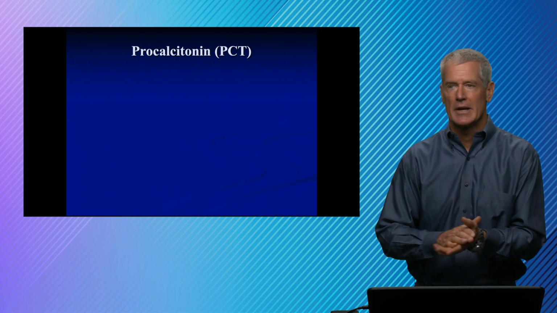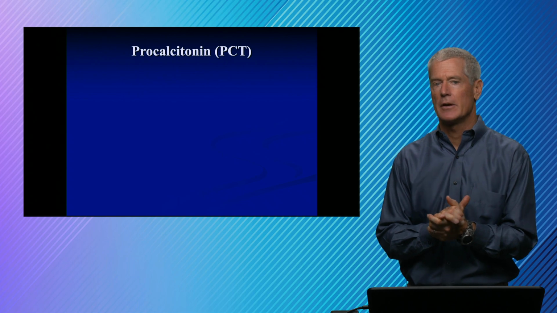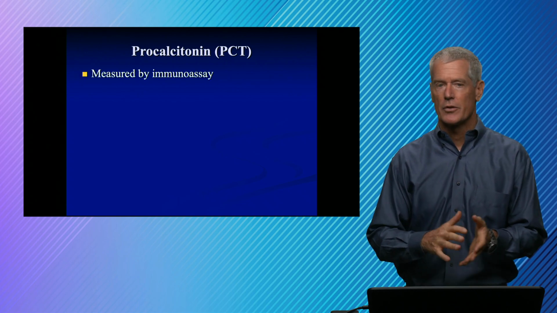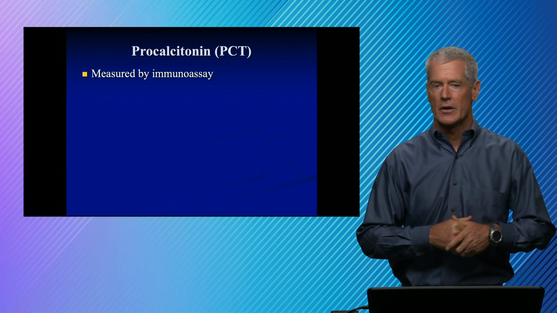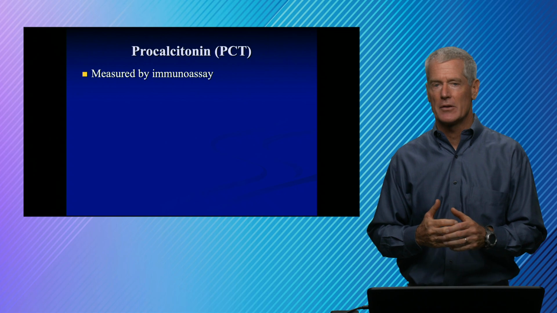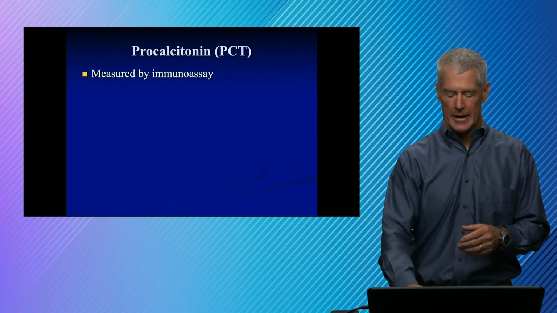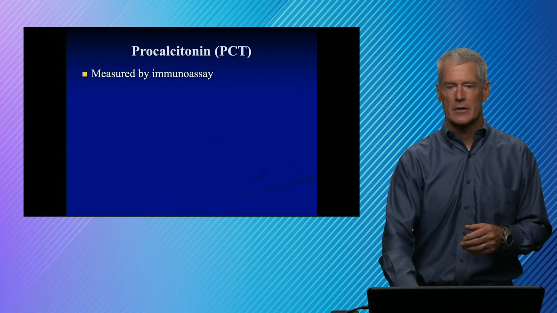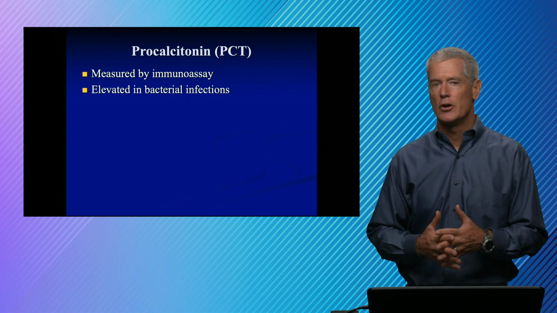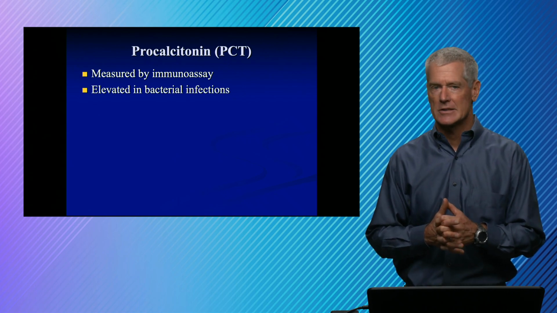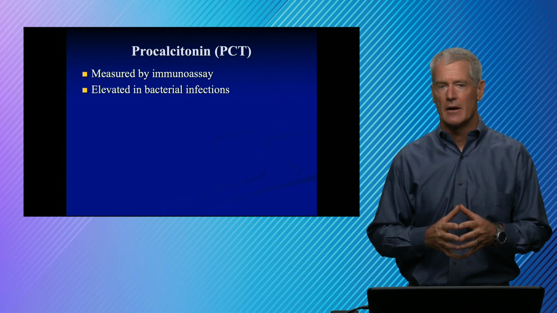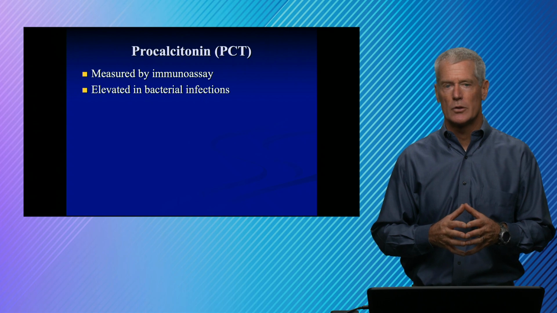The last acute phase reactant I want to talk about is procalcitonin, because it's used a little bit differently. It's not measured with a standard serum protein electrophoresis, but measured by immunoassay. So we need a sensitive test, and immunoassays are a lot more sensitive than serum protein electrophoresis. So we quantify it by an immunoassay, and it's really a good marker of bacterial infection. And so it's been used in the setting of antimicrobial stewardship.